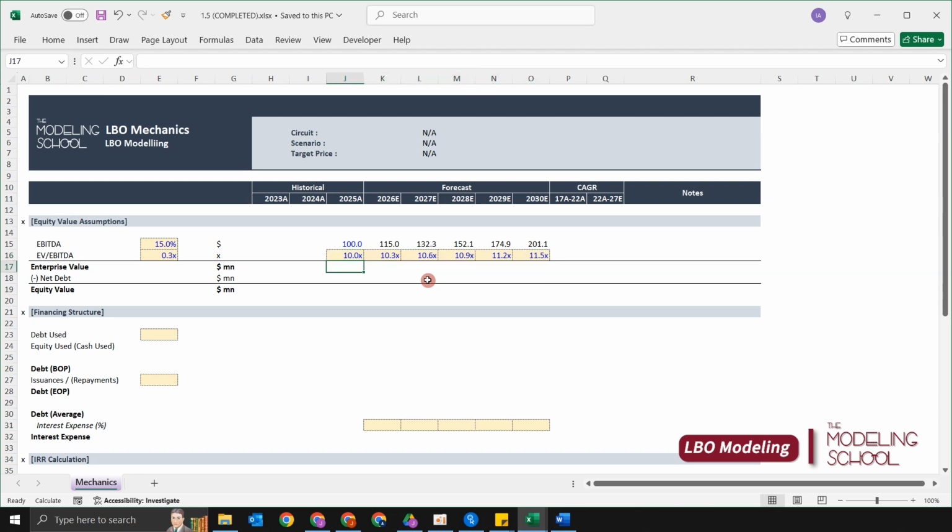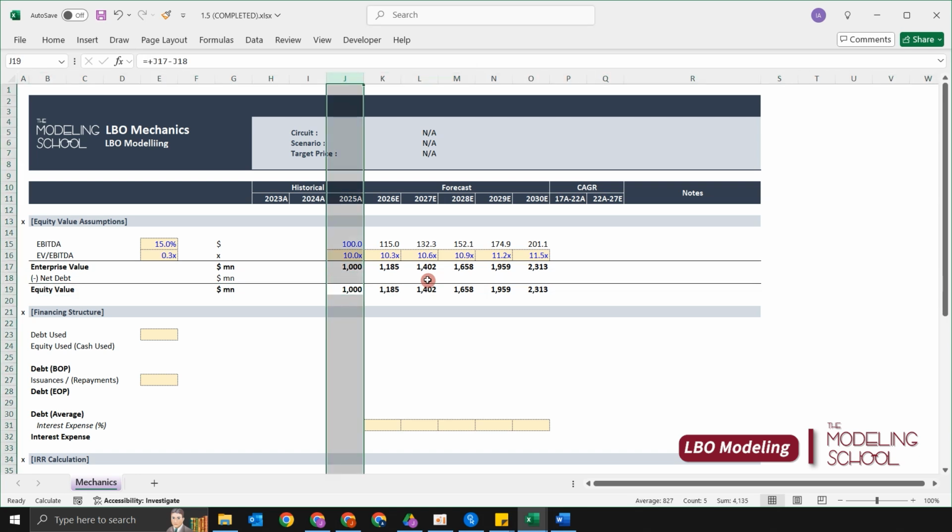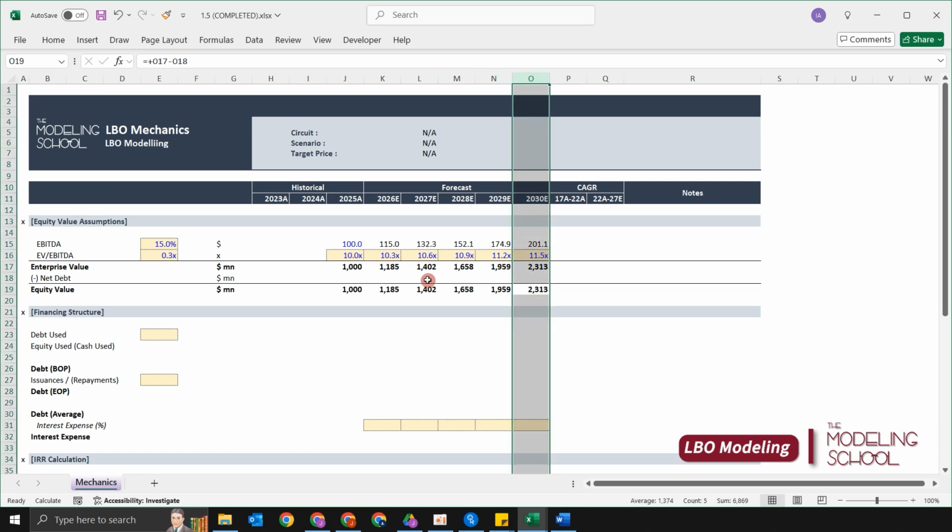Basically we can calculate enterprise value just by multiplying EBITDA by the EV to EBITDA multiple. Upon entry, your enterprise value was around 1 billion. Upon exit, 2.3 billion. For now, we don't have any debt, so equity value is simply enterprise value minus net debt. So enterprise value equals equity value, and if you invest 1 billion, after 5 years you're going to get a 2.3 money over money multiple. It's fairly simple.